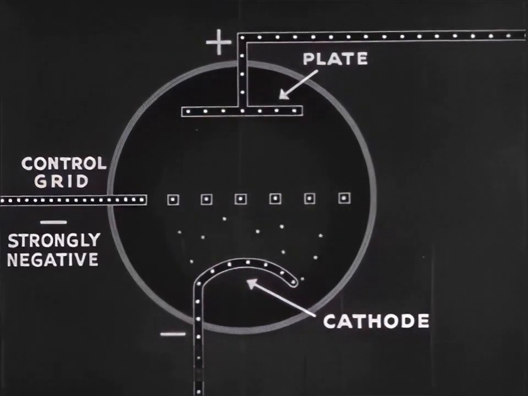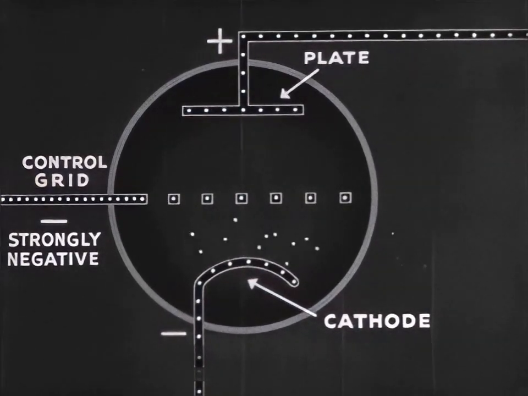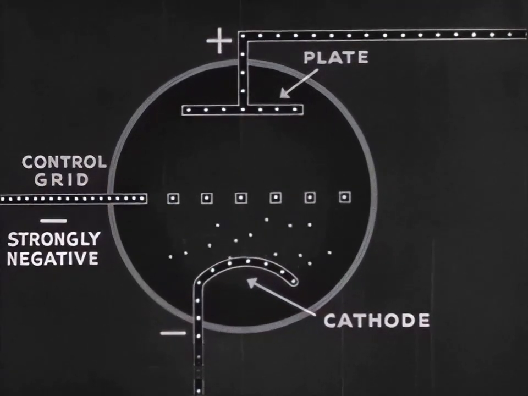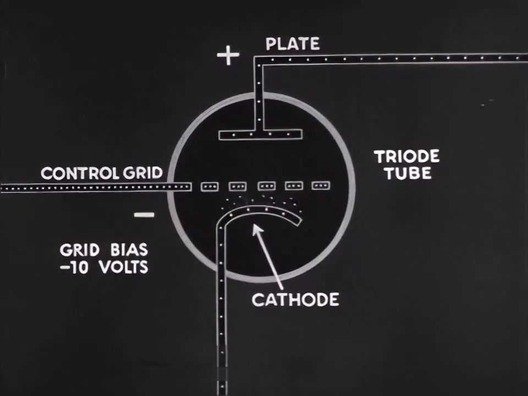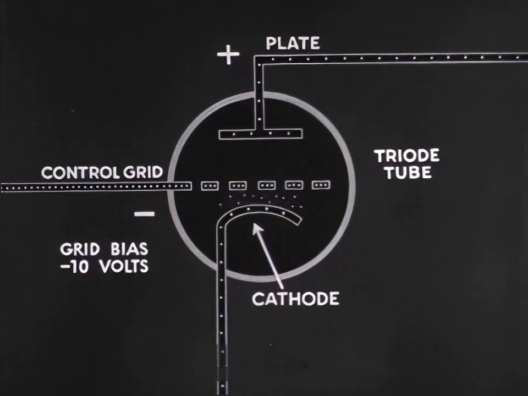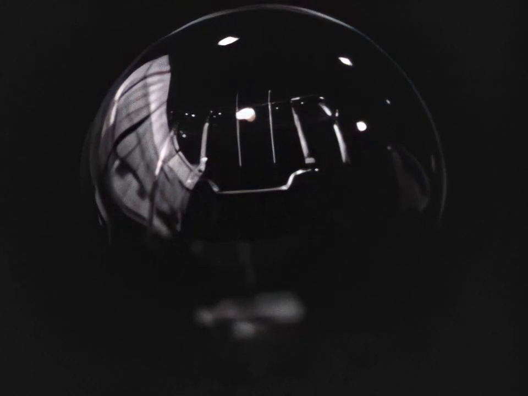The grid bias may be so strongly negative as to entirely stop the flow of current through the tube. This negative grid bias, beyond which there is no current flow from cathode to plate, is known as the cutoff bias. The grid thus serves to control electron flow from a heated cathode to the positively charged plate.